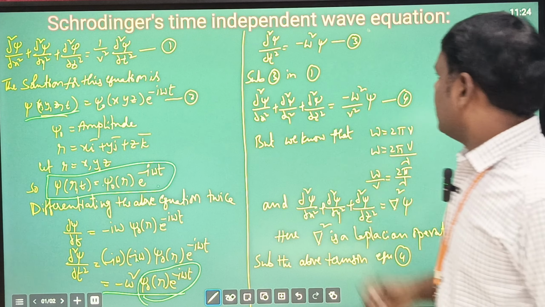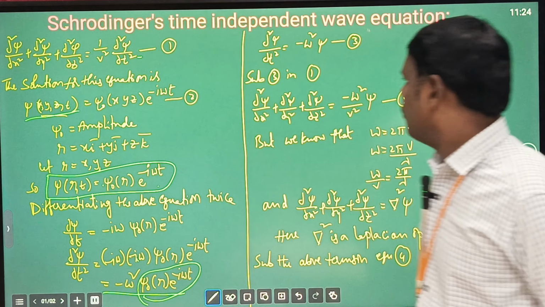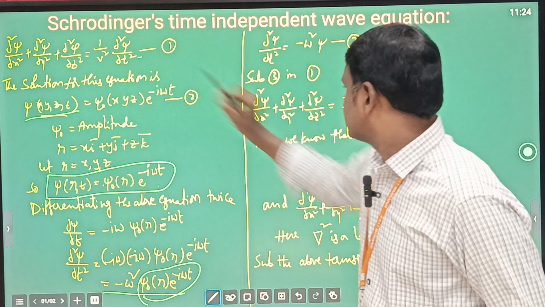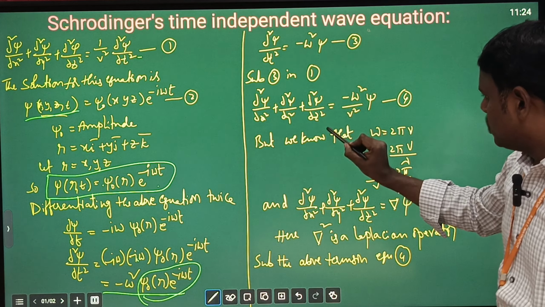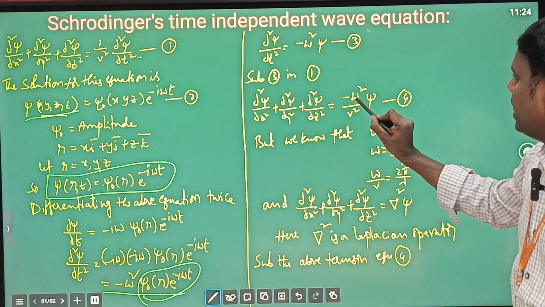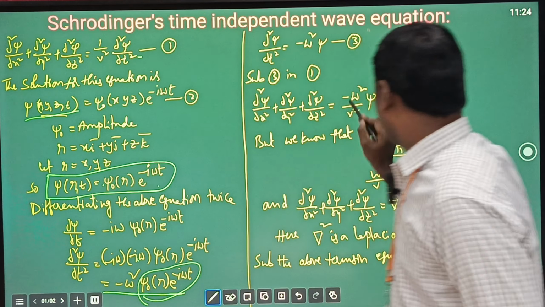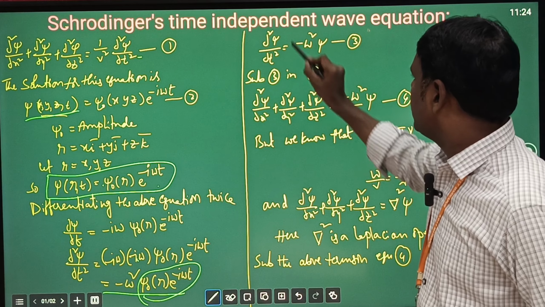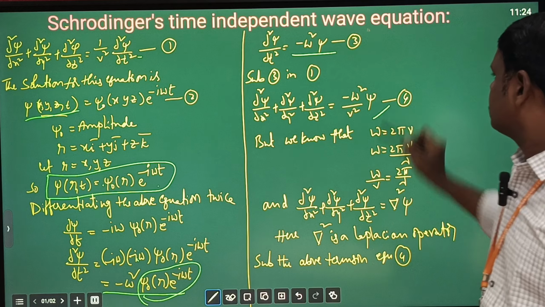Now see, this equation number 3 can be substituted in equation number 1. We get dou square psi by dou x square plus dou square psi by dou y square plus dou square psi by dou z square is equal to 1 by v square into dou square psi by dou t square, which means minus omega square into psi.